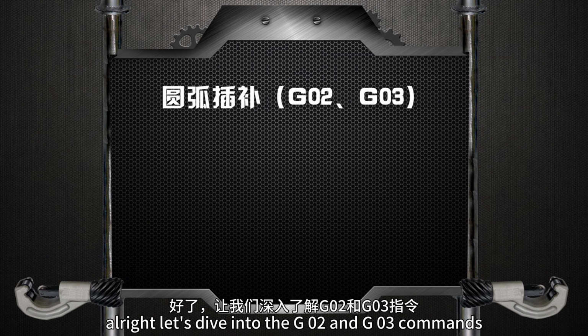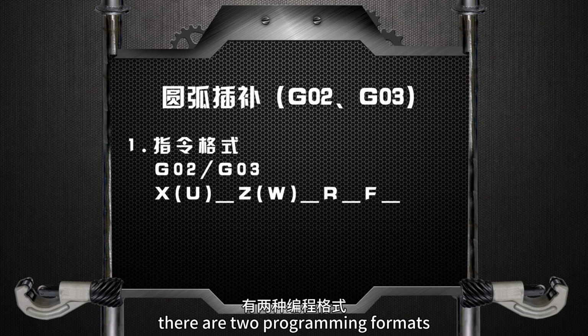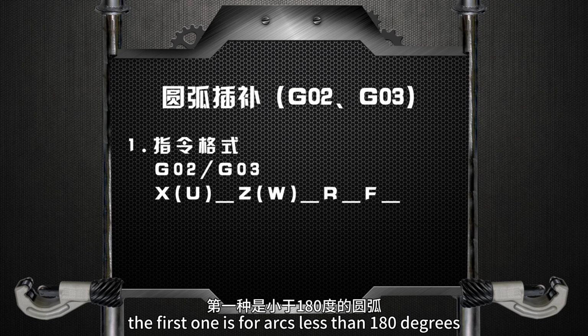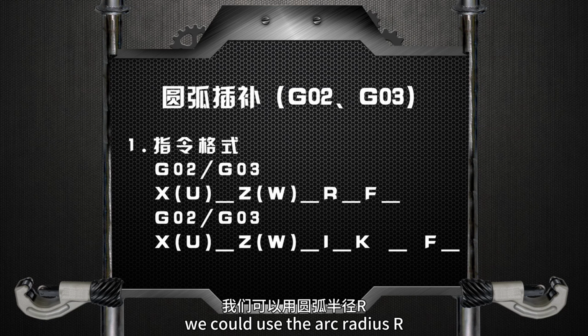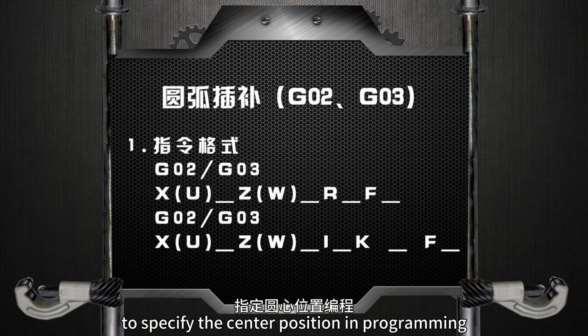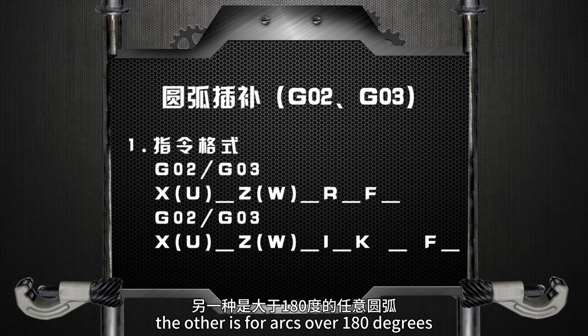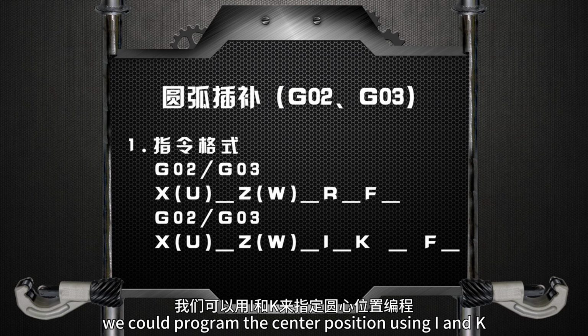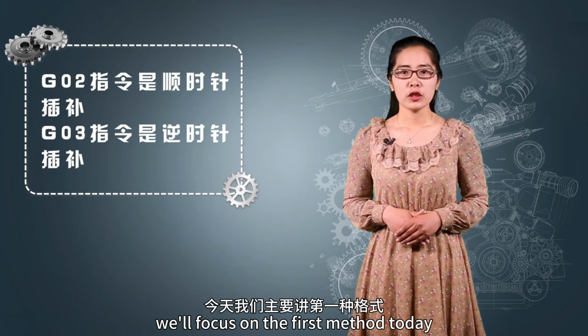Alright, let's dive into the G02 and G03 commands. There are two programming formats. The first one is for arcs less than 180 degrees. We could use the arc radius, R, to specify the center position in programming. The other is for arcs over 180 degrees. We could program the center position using I and K. We'll focus on the first method today.